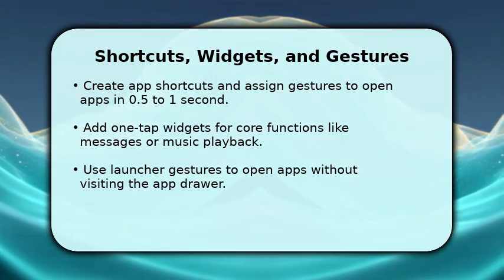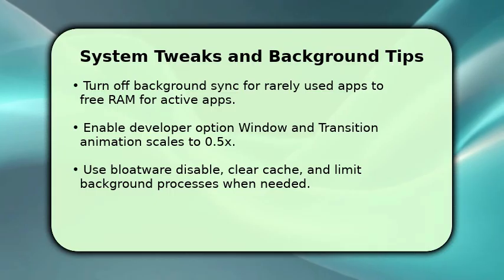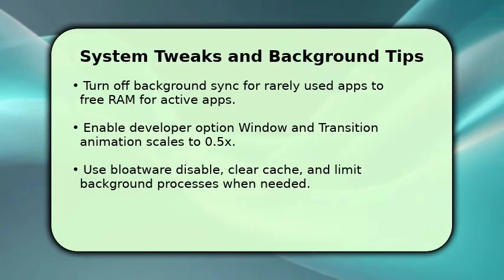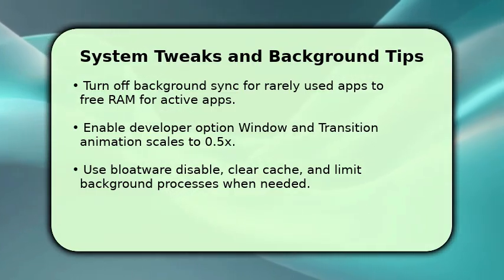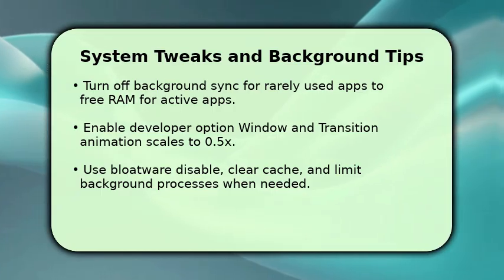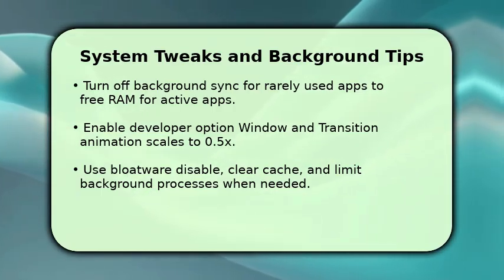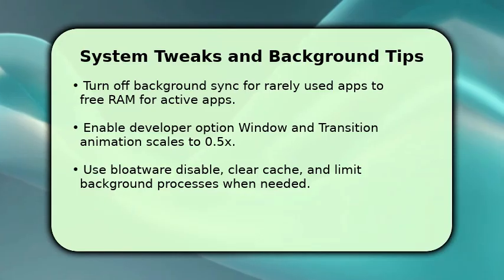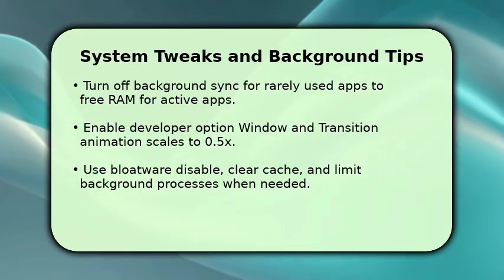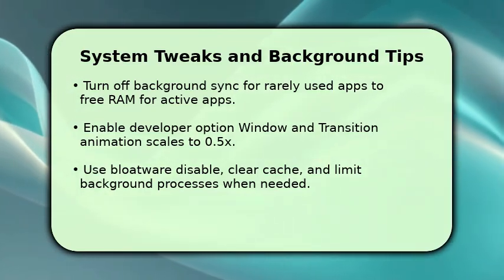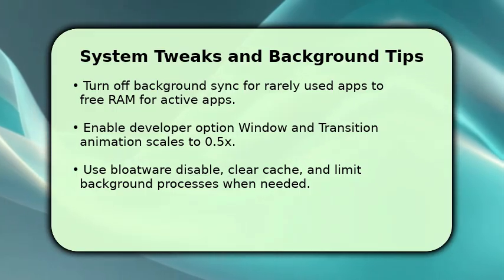Optimize Android system settings to improve app opening speed overall. Disable background sync for rarely used apps to free RAM for foreground apps. Go to Settings and disable or uninstall manufacturer bloatware that runs persistently. Clear stale app cache occasionally to prevent slowdowns due to large temporary files.